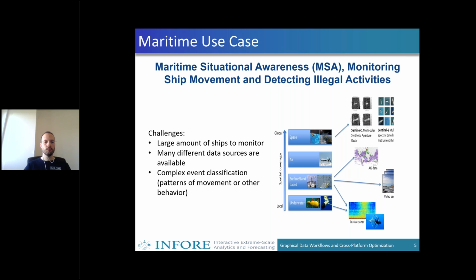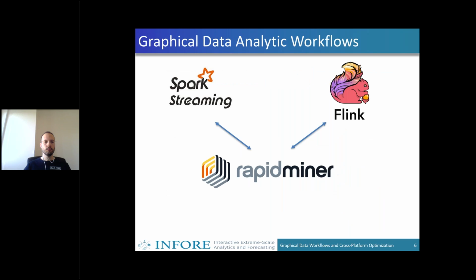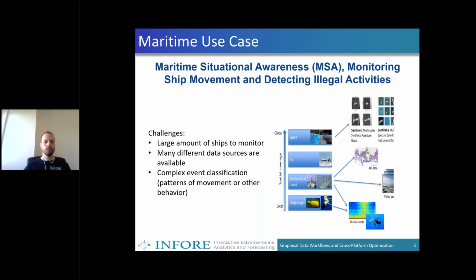The challenge is that we have a large amount of data because we have many ships to monitor. We have a lot of different data sources available, as mentioned, and the actual event that we want to detect is complex because it's not a single binary decision. There's not a flag saying this is a pirate activity or not, or this is a fishing activity. We have to extract these patterns out of the ship movement, the past behavior of the ship, and so on. So this is quite complex to detect. This is the background on the use case side, what we want to do.